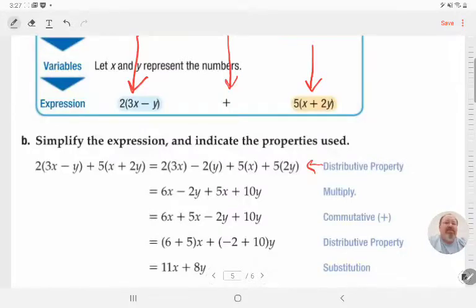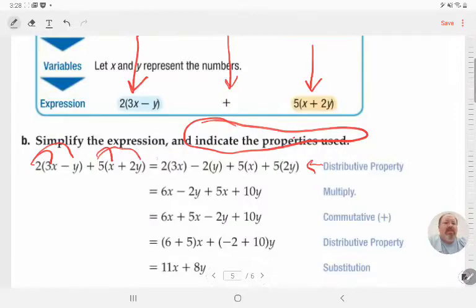It tells me to simplify the expression and indicate the properties. That means I have to write down what properties I used. So the distributive property, that's where I am multiplying each one of the terms on the outside to the terms on the inside. And so that's what we've got in the first line. Then we just simply multiply, and that leaves me with 6x minus 2y plus 5x plus 10y.